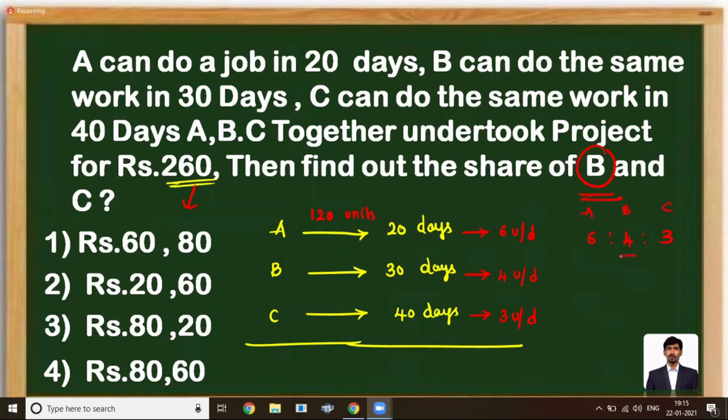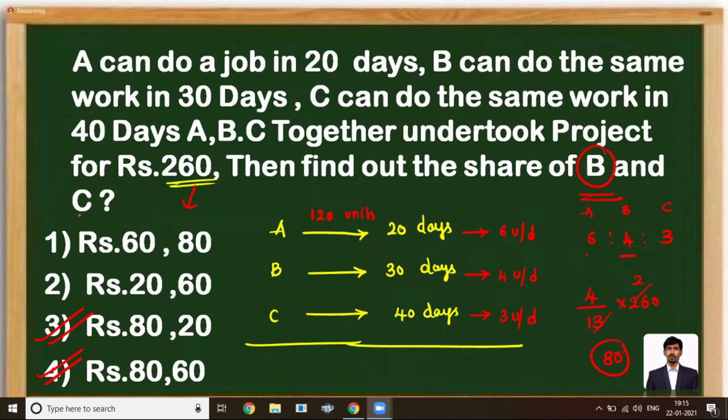If you observe, B share is 4 rupees out of 6 + 4 + 3, that is 13 rupees, into total amount 260. 13 ones are 13, 13 twos are 26. So B will receive 80 rupees, which is available as option 2, and option 3 and option 4.